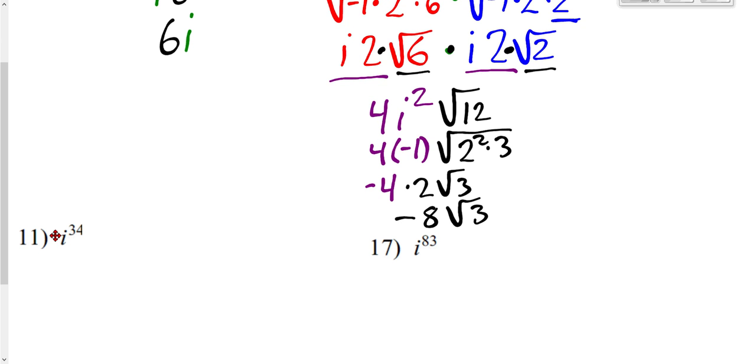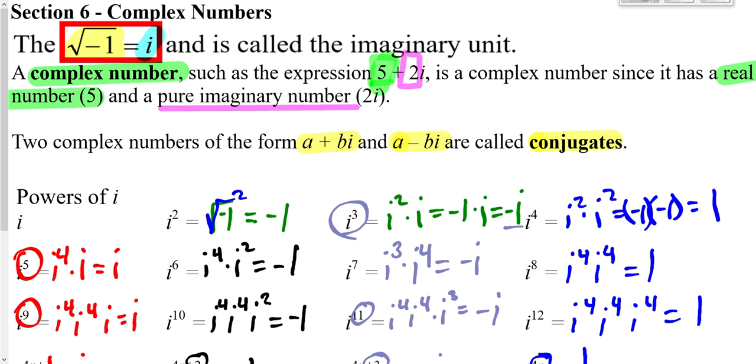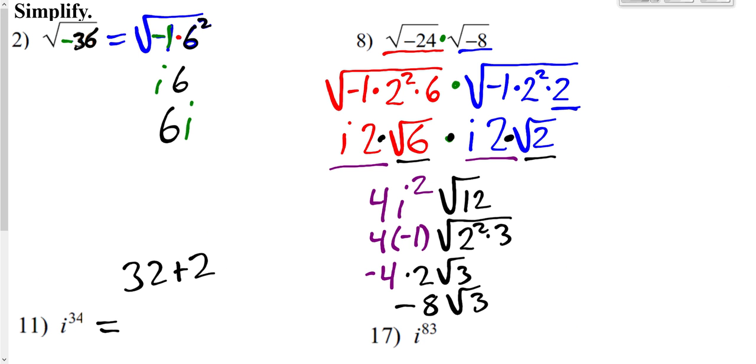Now, when we're looking down here at problem 11, we need to look at the powers of i from the last slide. And 34 is 2 more than a multiple of 4, because a multiple of 4 would be 32. And I'm 2 more than that to get to 34. And so on my last slide, if you're 2 more than a multiple of 4, it's always going to be negative 1. So this just simplifies down to negative 1.